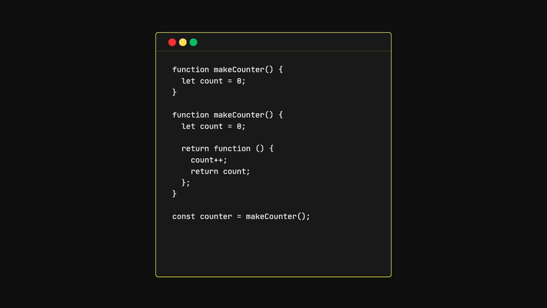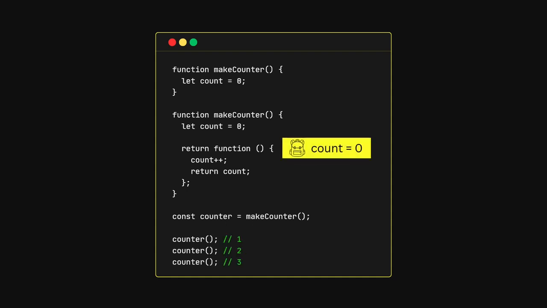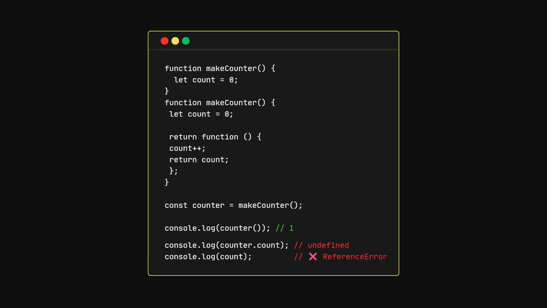Make counter runs and finishes, but the inner function still has the count in its backpack. Call it once, count is 1, call it again, count is 2, it remembers. This is incredibly useful for keeping data private. Count is not accessible from outside, you can't just reach in and change it. You control access through the function. That's encapsulation, a core programming principle done with closures.